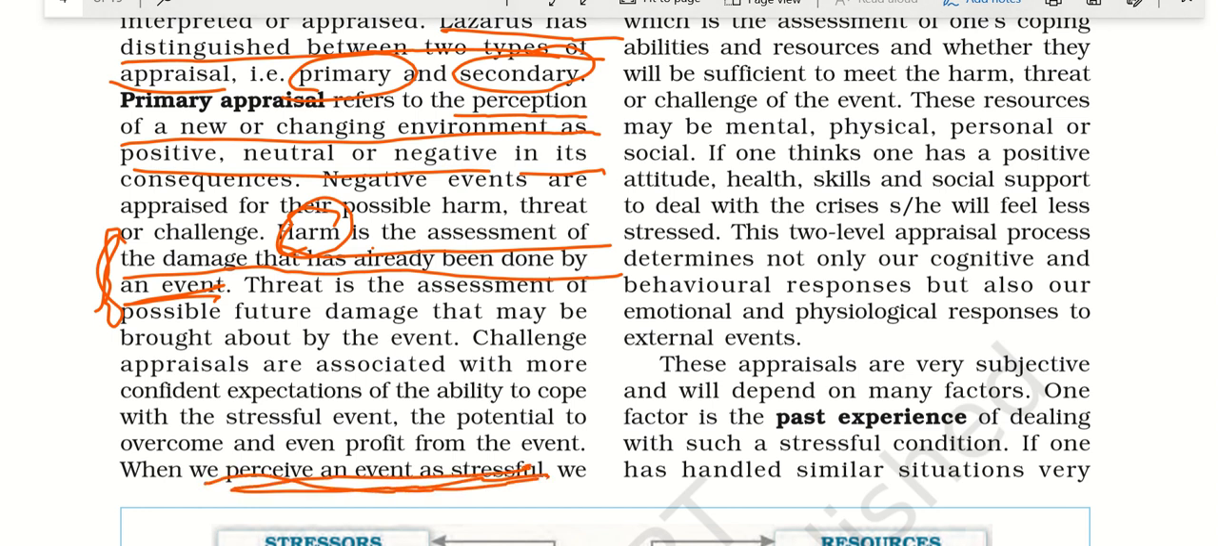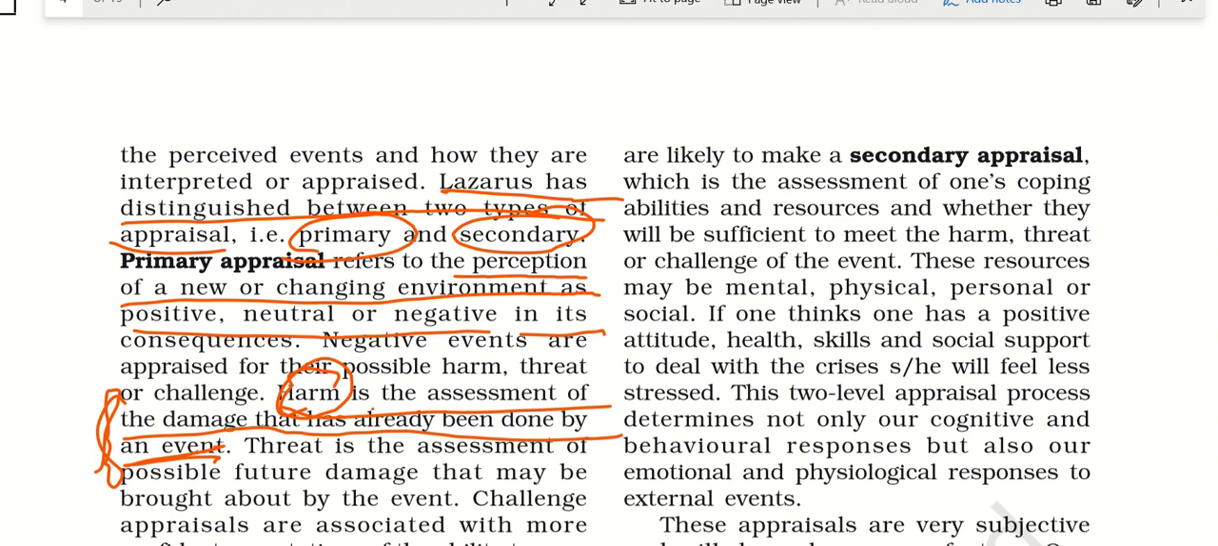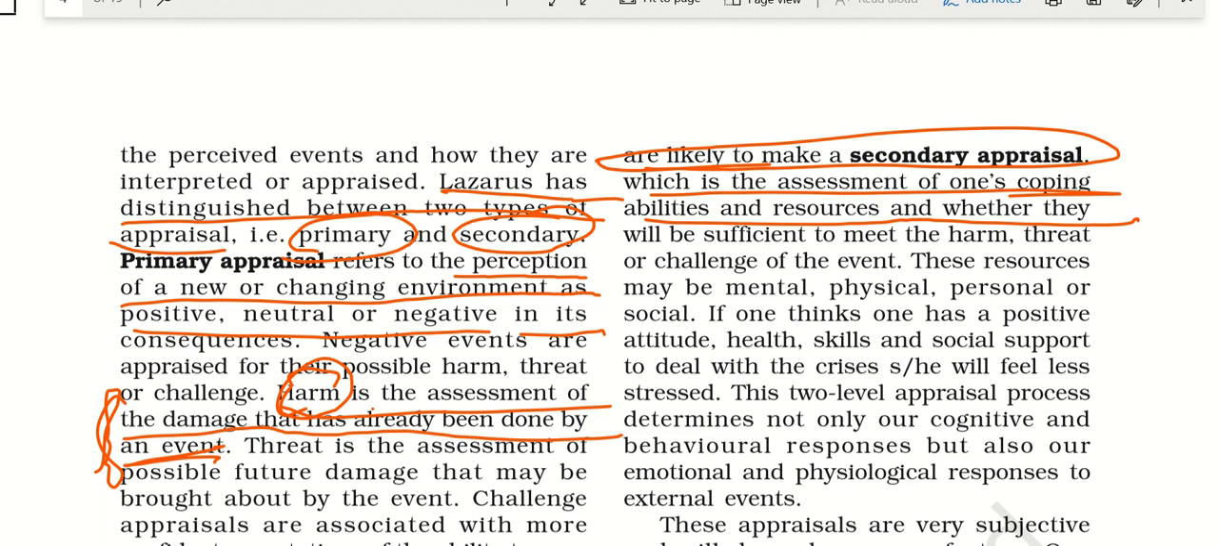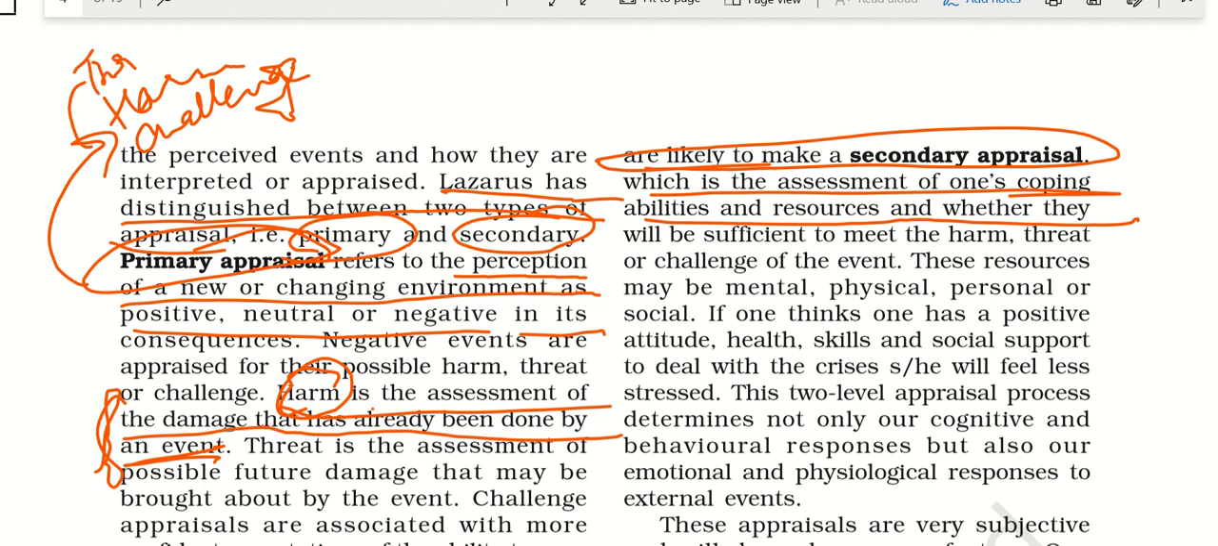When we perceive an event as stressful, we are likely to make a secondary appraisal, which is the assessment of one's coping ability and resources, and whether they will be sufficient to meet the harm, threat, or challenge of the event. So in primary appraisal, we discussed harm, challenge, and threat. In secondary appraisal, we assess our coping ability and resources.